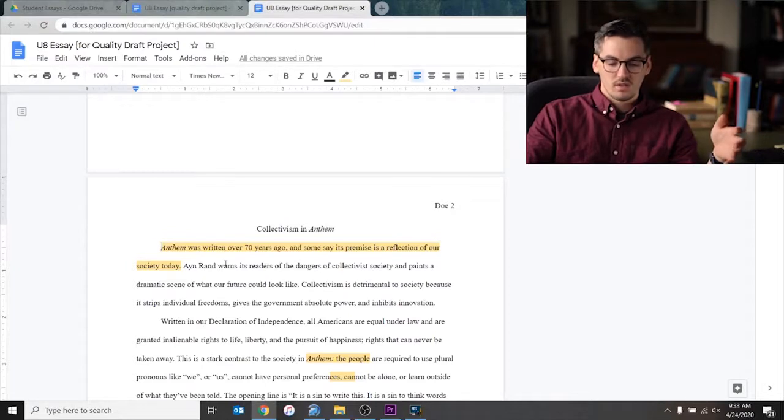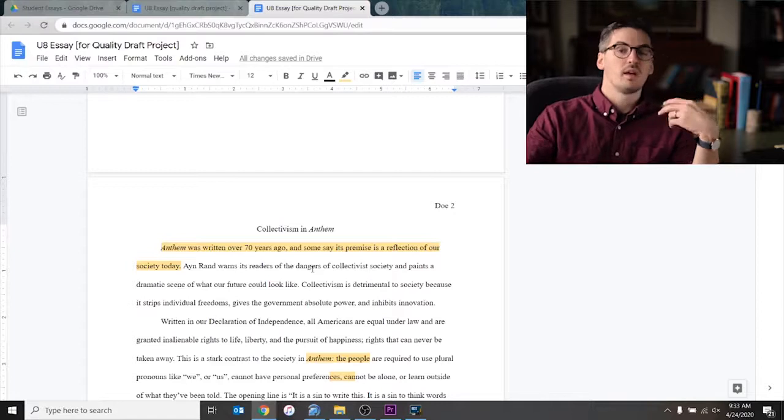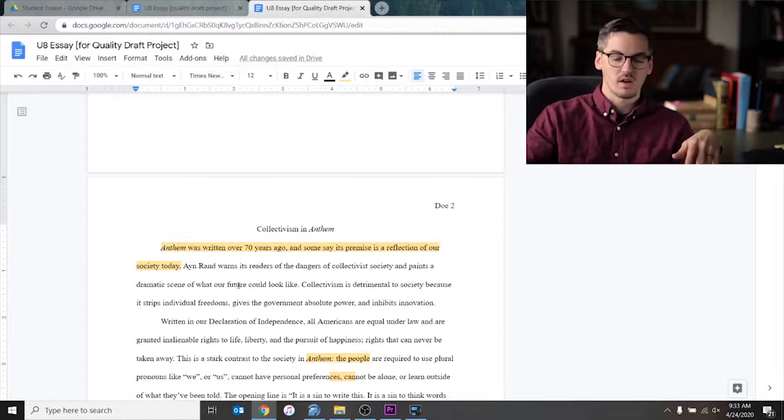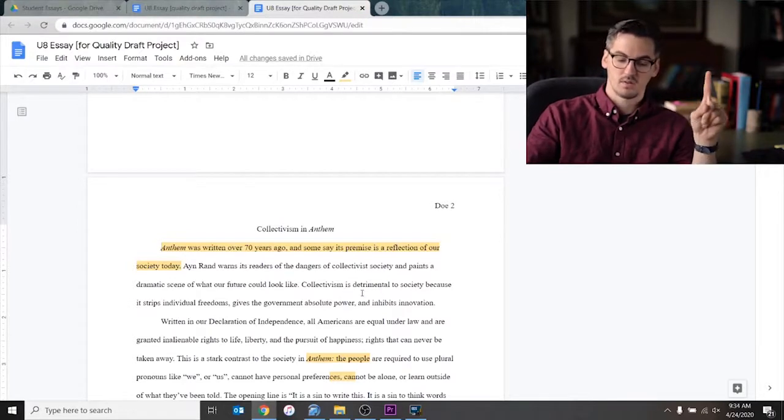Now, the rest of this, 70 years ago, that's important because the student is trying to say that what the author was communicating over 70 years ago is applying today. However, the classic novel isn't really supporting any aspect of that idea, so it's not necessary. So, Anthem was written over 70 years ago, and some say its premise is a reflection of our society today. In what ways? Well, her thesis says collectivism is detrimental to society because it strips individual freedoms, gives the government absolute power, and inhibits innovation.